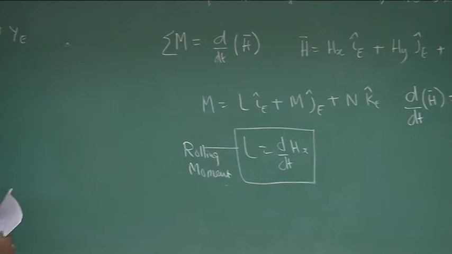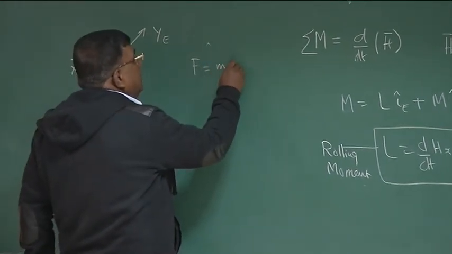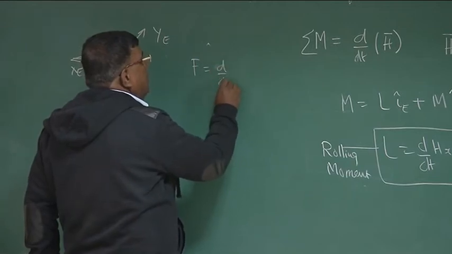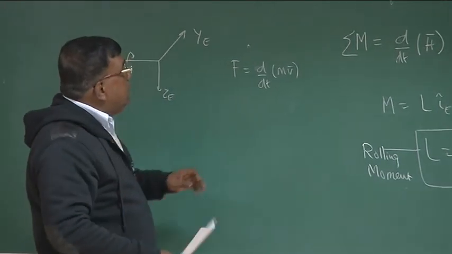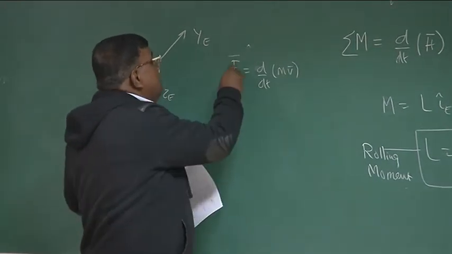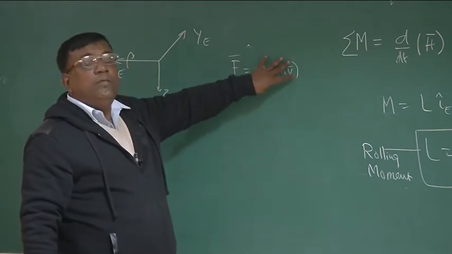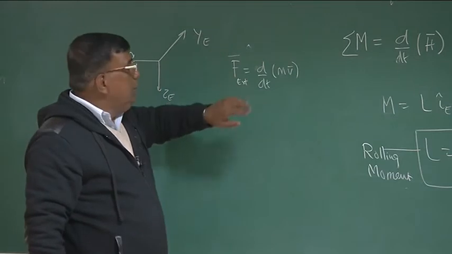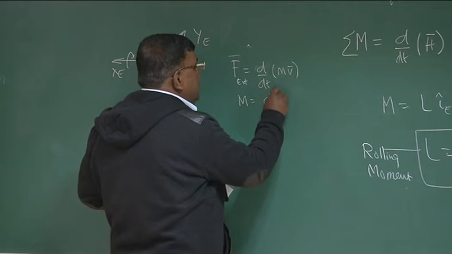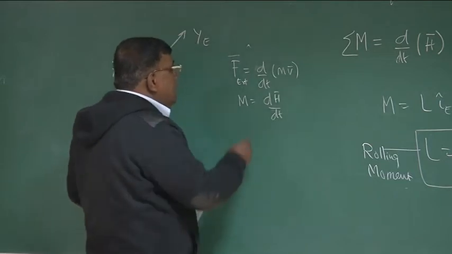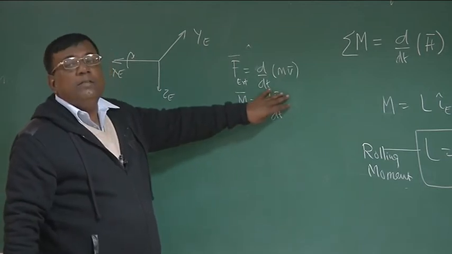Clear? I repeat, we have F equal to d by dt of mV. So what is our understanding? That this external force causes the rate of change of linear momentum. Right? So now if I write M is equal to dH by dt, what is my interpretation? This external moment causes change in the angular momentum vector.